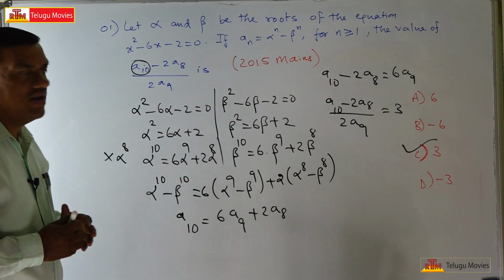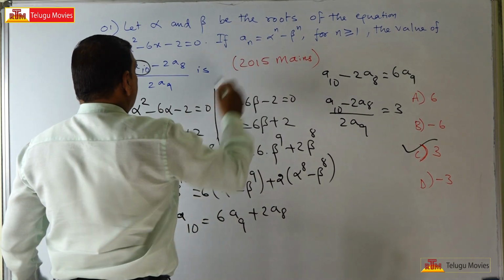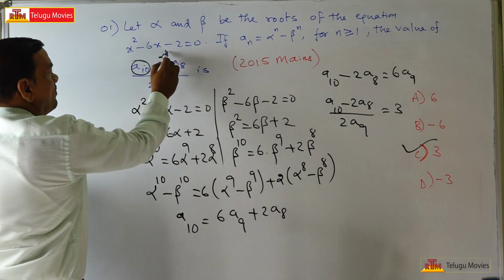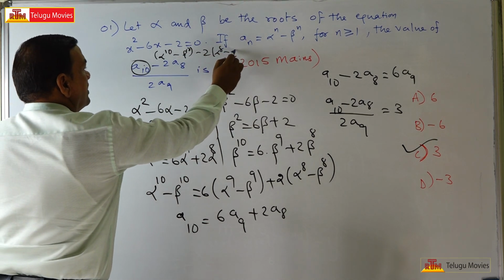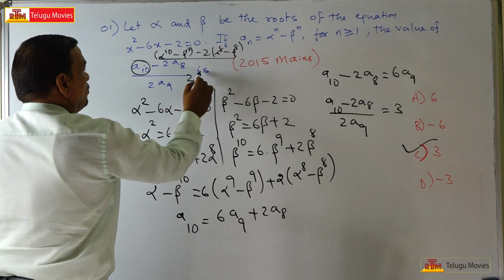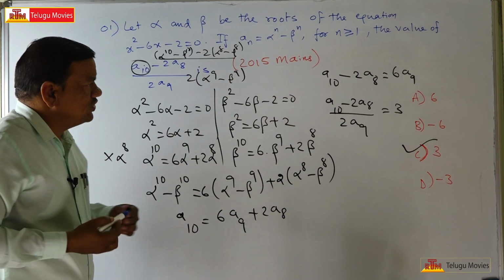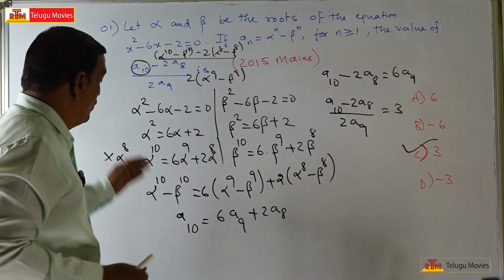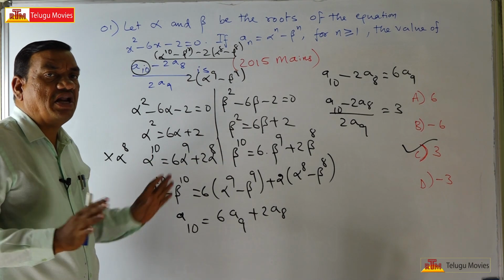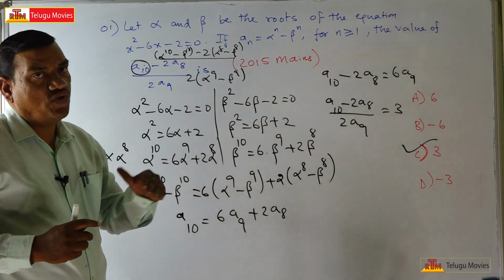This is a very easy problem. General students, what will they do? They will start substituting here: alpha power 10 minus beta power 10 minus 2 times alpha power 8 minus beta power 8, divided by 2 times alpha power 9 minus beta power 9. If you start doing this, you can get the answer, but it takes a long time. This is a very short trick method. I hope you understand this solution. Let us go for the next problem.